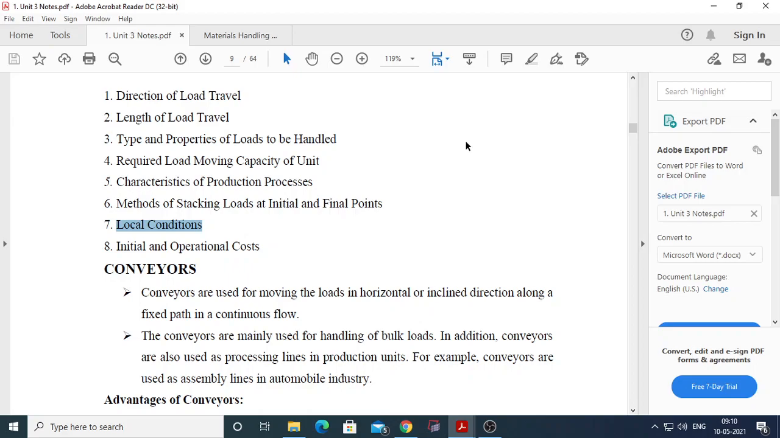Then last is the initial and operational cost. When selecting the material handling equipment, this is the most important. The initial and operational cost should be low, or we can say it should have low initial as well as running cost. These are the guidelines, or we can say the principles in selecting the material handling equipment. This is very important, you have to remember that.